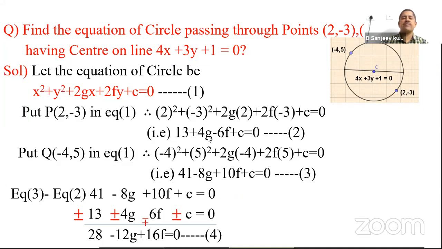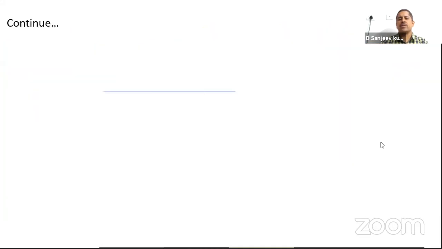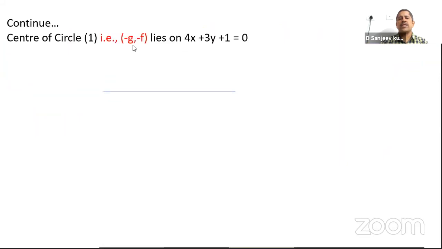So just straight away going to the slide here. Next one, what you do is, now very, very important thing is you got the center on the line. So what is the center of the circle? Minus G, minus F, isn't it so? So the center lies on the line. The center of the circle, minus G, minus F, lies on 4x plus 3y plus 1 is equal to 0.